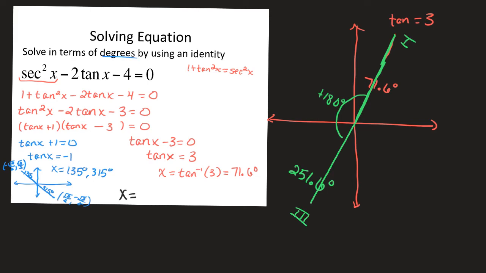So my full solution set of this problem, starting with my smallest angle and then working my way towards my biggest angle, I have 71.6 degrees, 135 degrees for my first factor, 251.6 degrees, and then my last angle from my other factor is 315 degrees. So there is my full solution set.